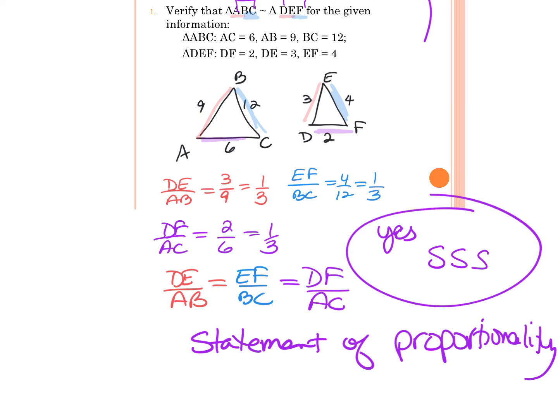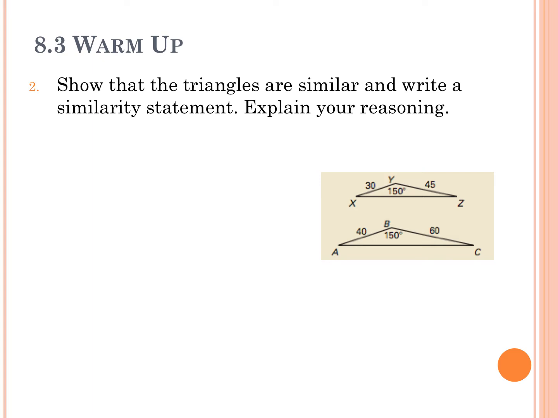Let's try the next example. So here it says, show that the triangles are similar. Write a similarity statement and explain your reasoning. So the explanation is going to be either AA, SSS, or SAS, or that they're not similar. Explaining your reasoning would be showing the work, showing the proportions, showing the congruent angles.